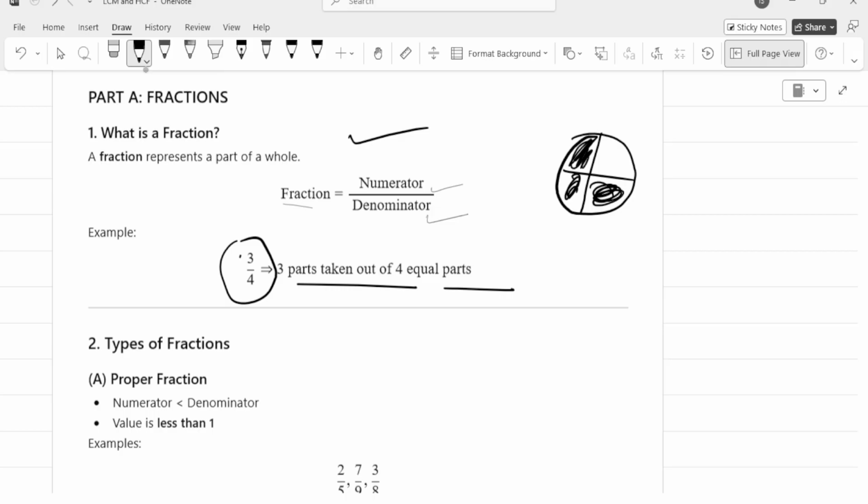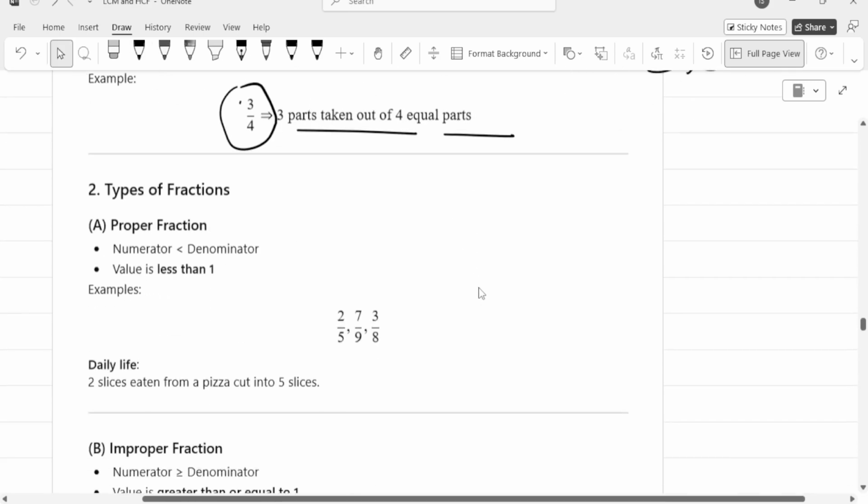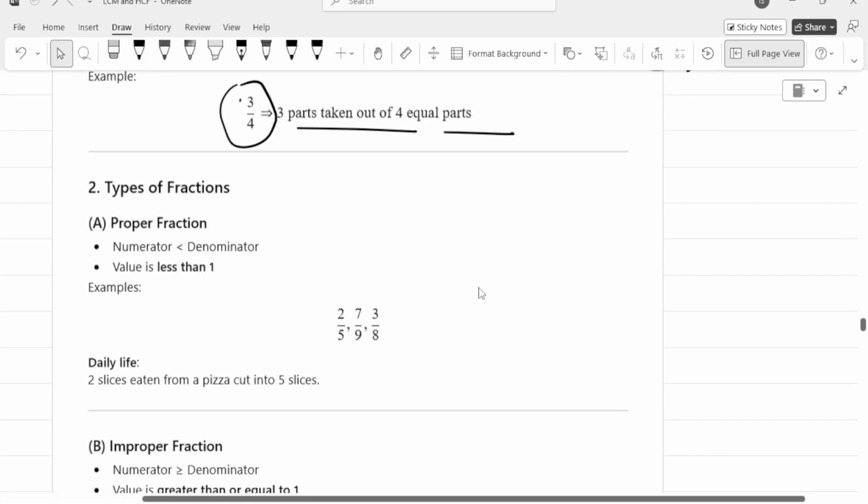That's very helpful, like when we distribute. Mostly fractions are used in distribution. Like if you have a bread and you equally cut it into 4 parts and share with your friends, there we use fractions. Now we discuss the types of fraction, like proper fraction.